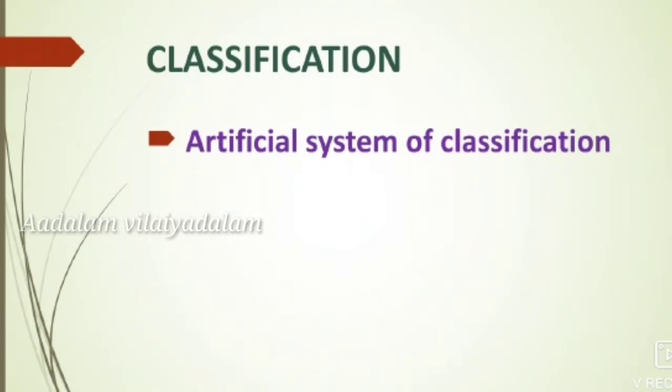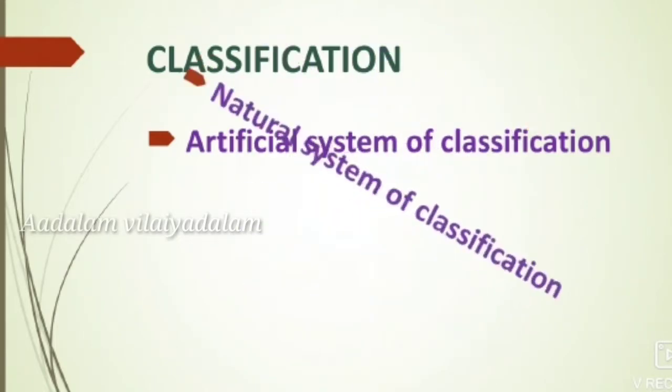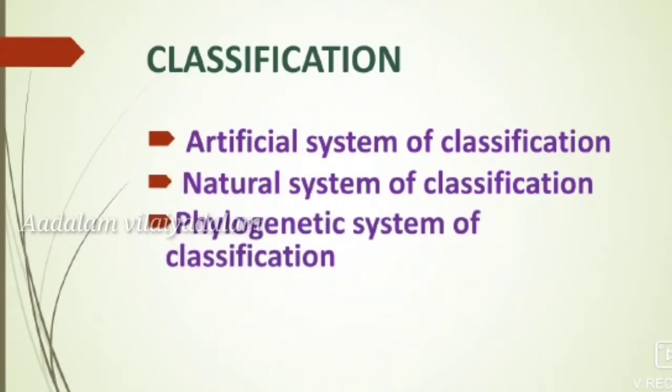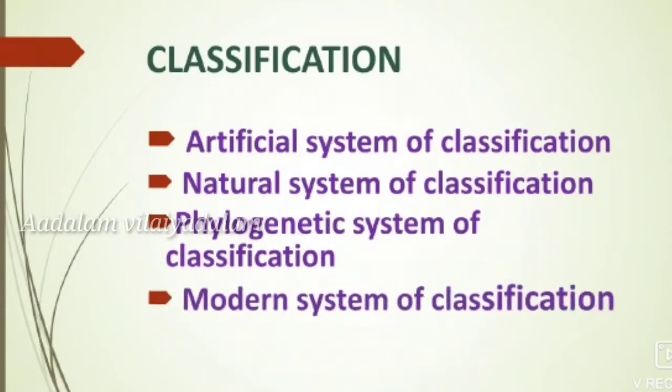Taxonomy is the study, identification, classification and nomenclature of living organisms, that is, how living organisms are classified and named. Taxonomy is further classified into four categories: artificial system of classification, natural system of classification, phylogenetic system of classification, and the fourth one, the modern system of classification. In this chapter we discuss the first two types, that is, the artificial system and the natural system.